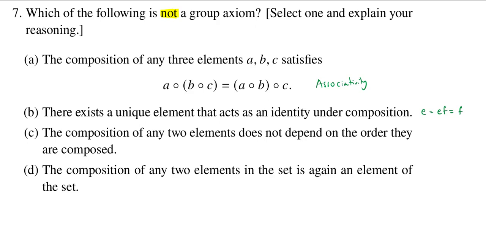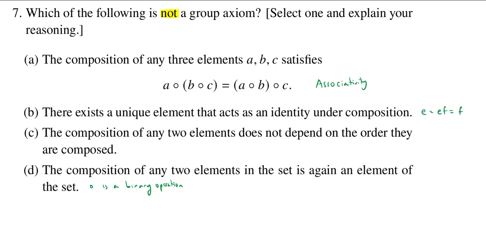All right, I'm going to skip C for a second, which should tell you which one of these is the correct answer. So D: the composition of any two elements in the set is again an element of the set. And this is actually just the fact that this composition is a binary operation, and we do assume in a group that you have a binary operation. So D is definitely not the correct answer. That leaves us with C.